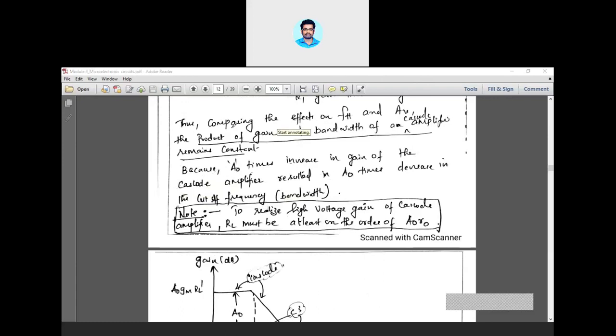Justify that the product of gain and bandwidth. See this particular statement: the product of the gain and bandwidth of a cascode amplifier always remains constant. So you have to justify that by this particular derivation and this particular graph. But you have to realize the case. What is the case? The case is R sig is equal to 0. Isn't it? You are not using any R sig.